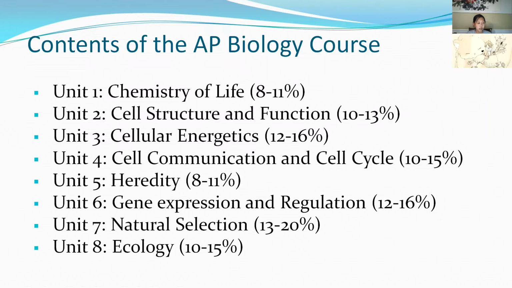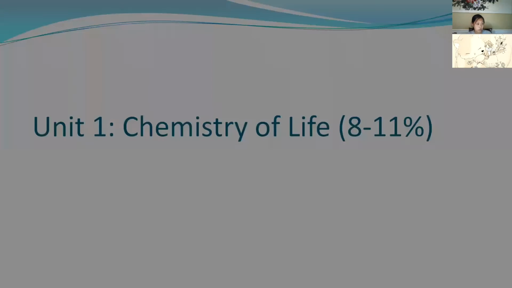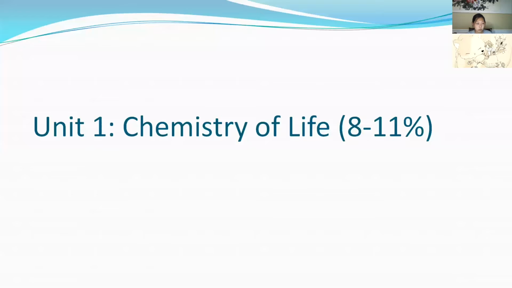So there are 8 units in AP Biology. Here are all the 8. The percentages of how much they are tested on the exam are on the side, just for reference. So we'll go ahead and start with Unit 1, which is Chemistry of Life.